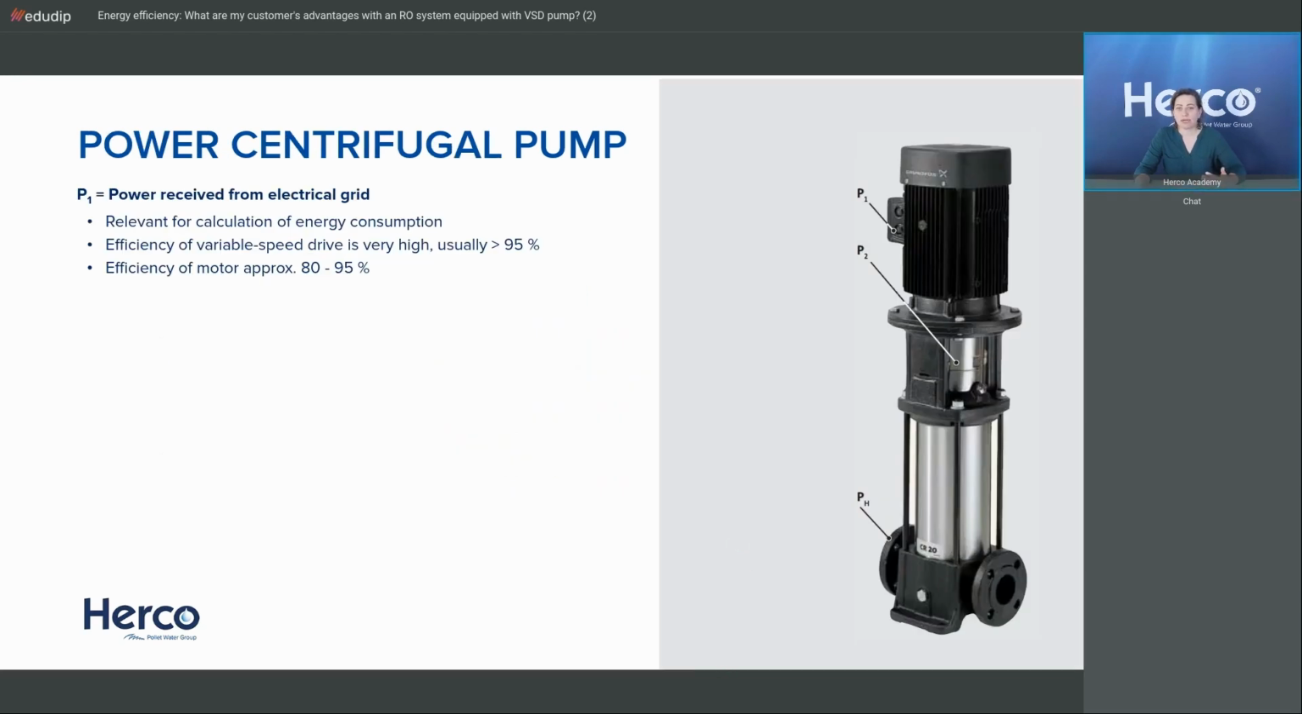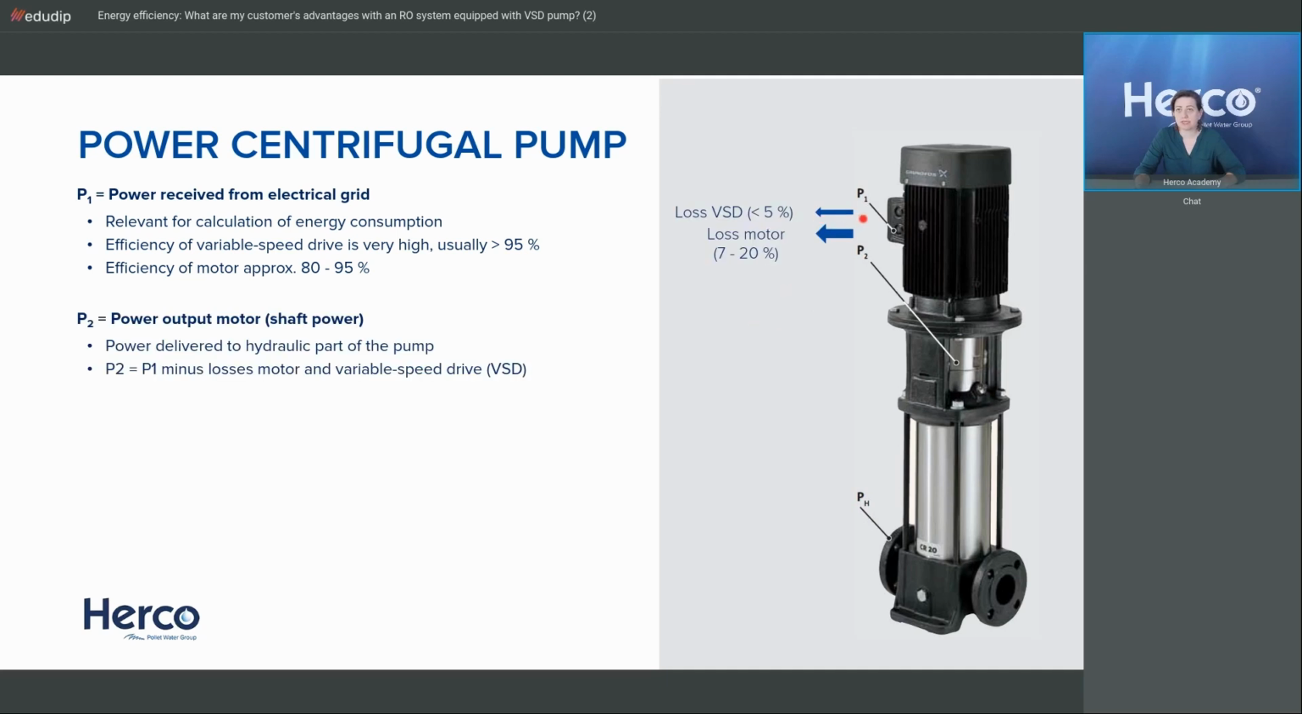Okay, before we look at all the calculations of prices, we have to just look very shortly at the technical part of power consumption. So we have several power ratings of the pump. We have P1, which is the power that's received from the electrical grid. This is what the pump is pulling from the grid. This is relevant for our energy consumption because that's really what gets consumed. And this is including all the losses of all the pump components.